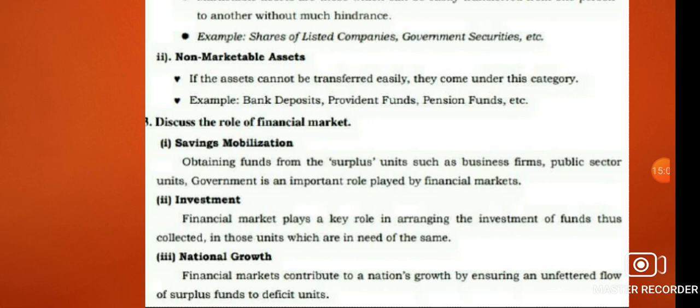The national growth. So financial market contributes to the nation's growth by ensuring unfettered flow of surplus funds to deficit units. So flow of funds for productive purposes is also made possible. It leads to overall economic growth.